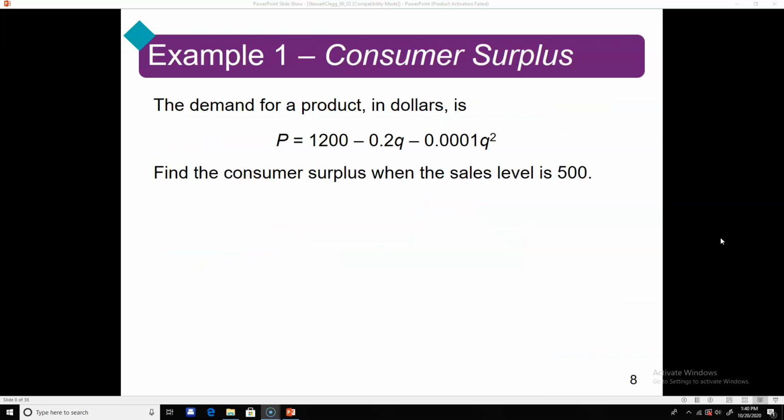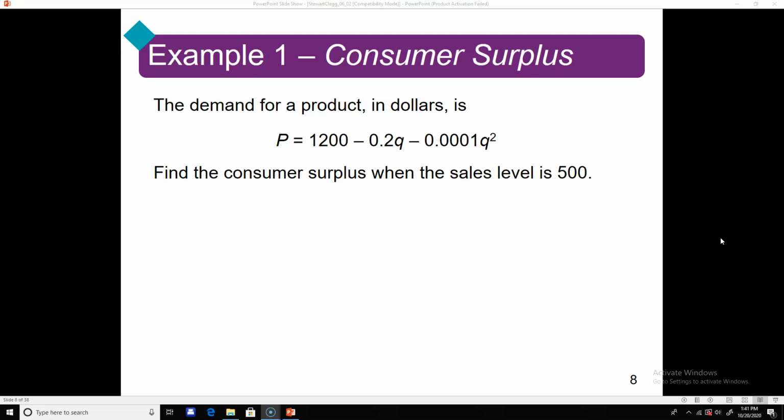In this particular example, we have a quadratic function, which is part of a parabola that's shaped downward, and they want us to find the consumer surplus when the sales level is 500. Notice from the previous slide, we have to take this formula. This capital P is really our demand curve, D of Q, 1200 minus 0.2Q minus 0.0001Q squared. We're going to be integrating from 0 to 500, but we don't yet have the price point. The first step to find the price point is to plug 500 in for Q above.